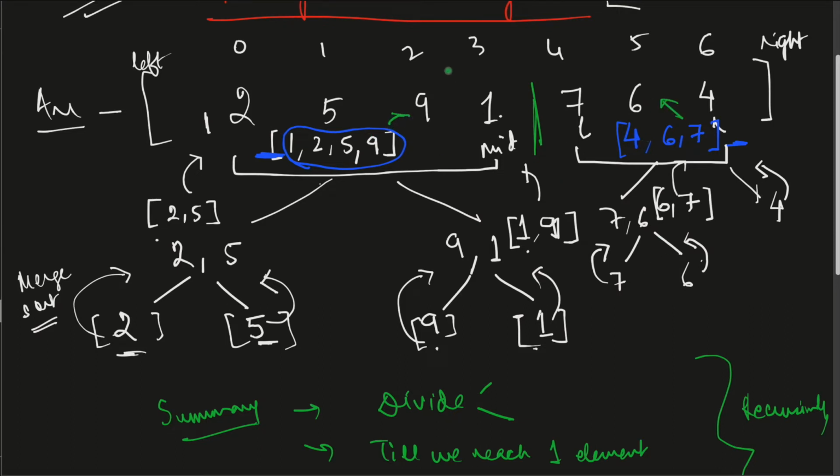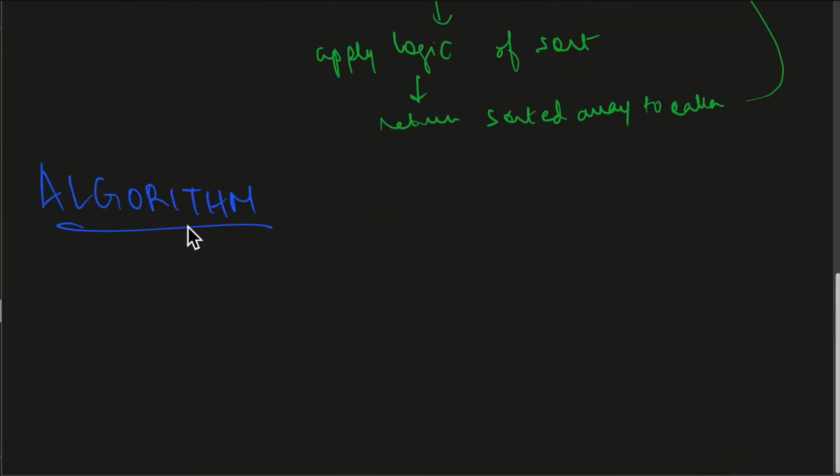So when it does that, finally what do we get? We get 1, 2, 4, 5, 6, 7 and 9. This is our final sorted array that we get. And this is what I wanted you guys to visualize first: how we are breaking down the array and going till the last element, and from there again how we are going up and trying to combine all the elements and then finally sort the array. So now let's step by step understand how the algorithm will be.